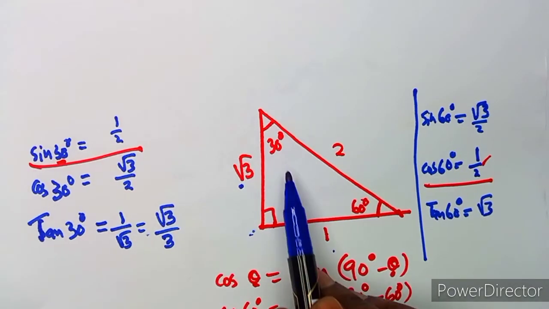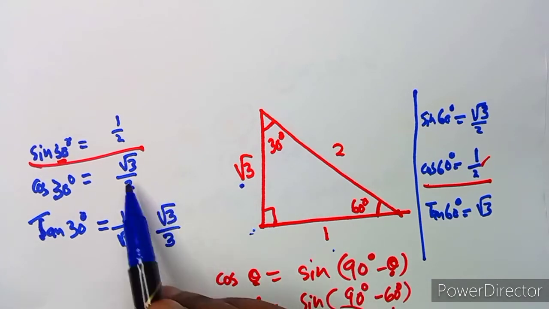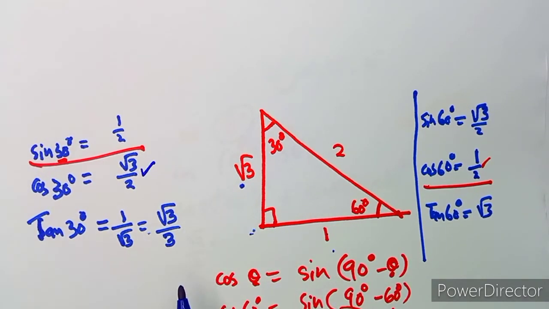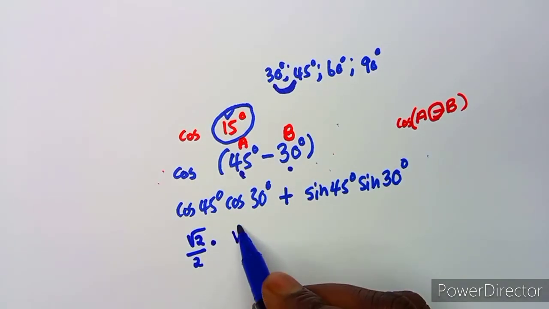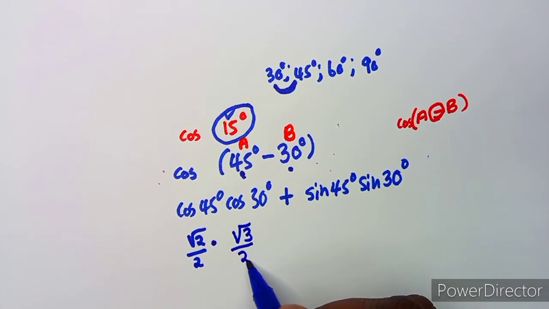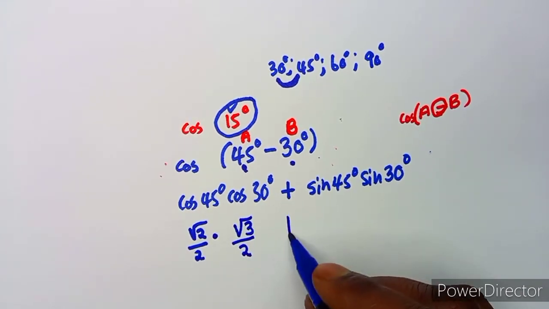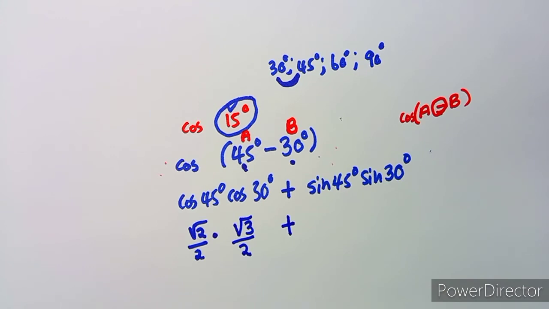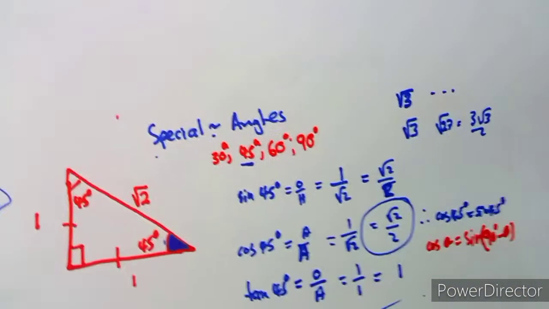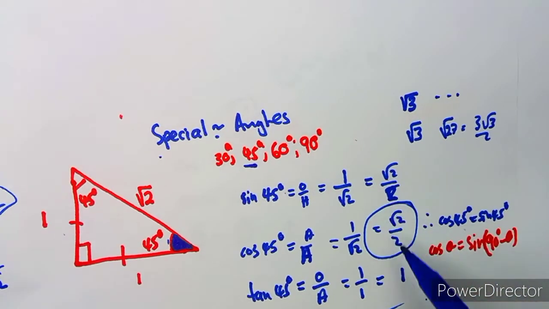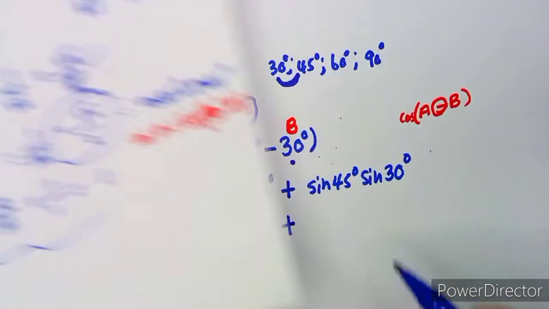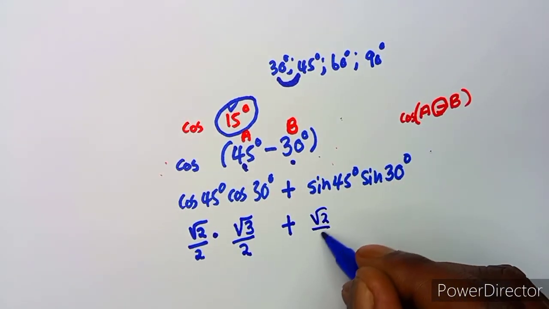And cos 30, we said it's adjacent over hypotenuse, which gave us square root of 3 over 3. So it's going to be square root of 3 over 2, not 3, guys. Okay, plus now sine 45. I have to go back to that triangle, but remember I told you that sine and cos are the same. Sine 45, cos 45 are the same, and it's going to be square root of 3, square root of 2 over 3, square root of 2 over 2, not 3.